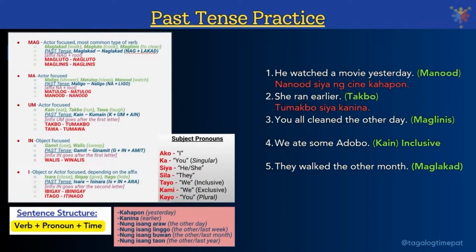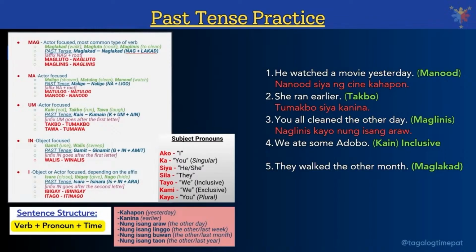Number 3, you all cleaned the other day. Maglinis means to clean. Naglinis kayo nung isang araw. You all cleaned the other day.